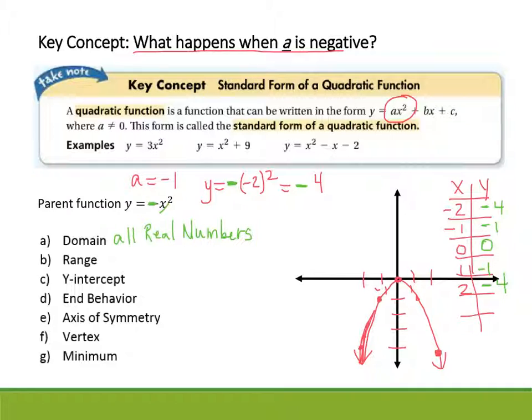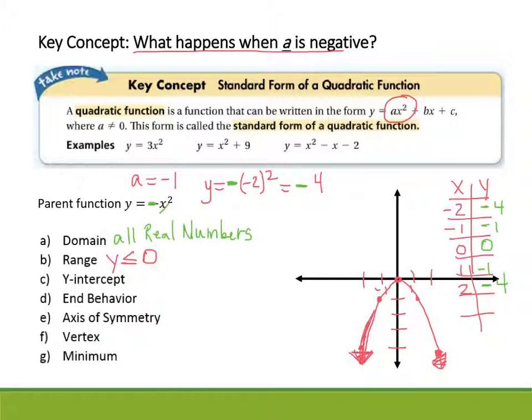And all of my values in my range, whereas they were positive for y equals x squared, are actually going to be negative for y equals -x squared. So my range is y values are going to be less than or equal to 0.